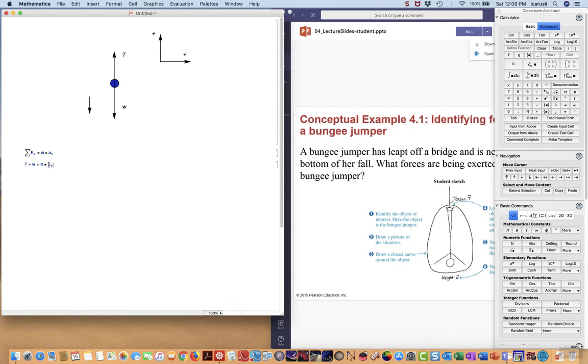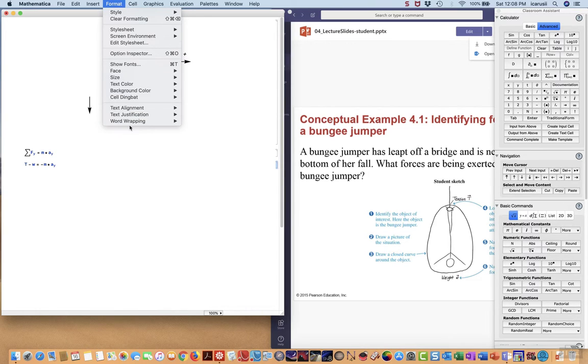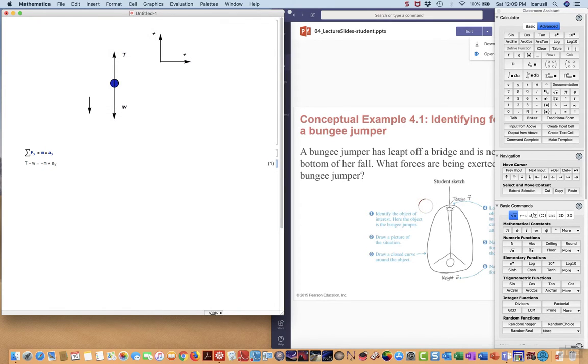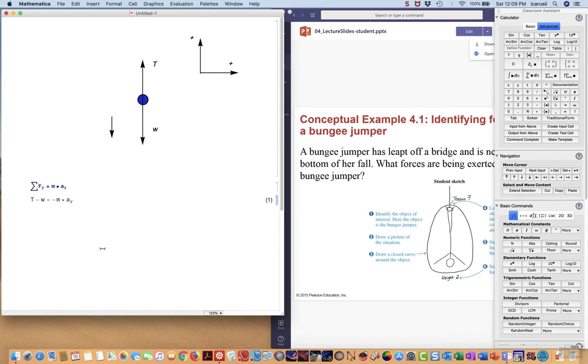Which way is the bungee jumper going? Downward. Which way is positive? Upward. So this should be minus m a_y. Okay? So now you see this, and I'm just going to put this as an equation for us. So this is my display formula, numbered. Let me make this a little bigger. There we go. So here is our free body diagram for the bungee jumper.